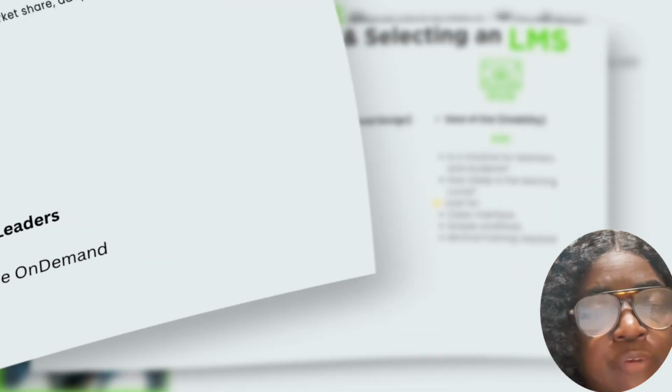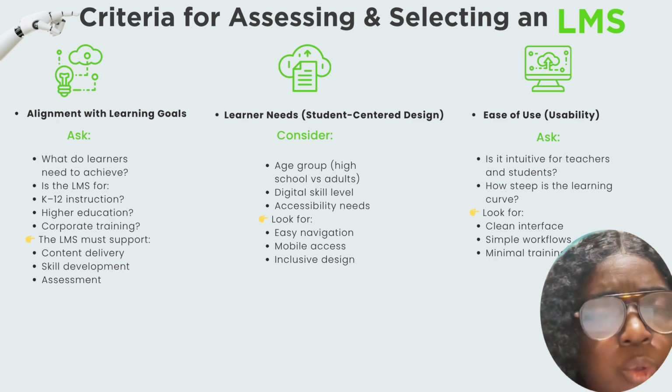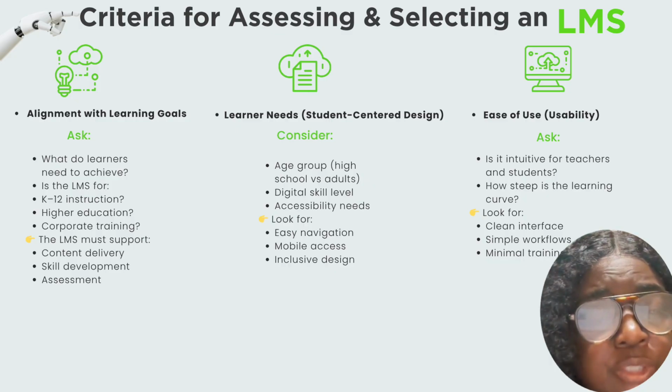Next is the criteria for assessing and selecting an LMS. The first is alignment with learning goals. That's the most important. Questions to ask is, what do learners need to achieve? Is the LMS for K-12 instruction, higher education, or corporate training? The LMS must support content delivery, skill development, and assessment. If it doesn't align with your goals, it's the wrong system.